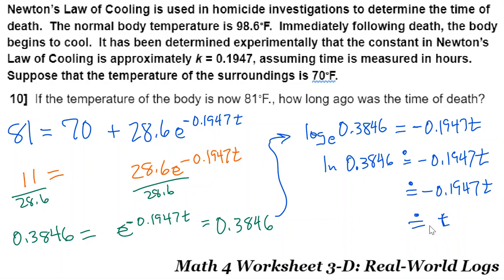All right. So natural log of 0.3846 is going to give me negative 0.955. Interesting. And then I divide that by negative 0.1947. I get 4.907, so it's about 4.9. Now, this was in terms of hours. It was not quite 5 hours ago that the body would have died.